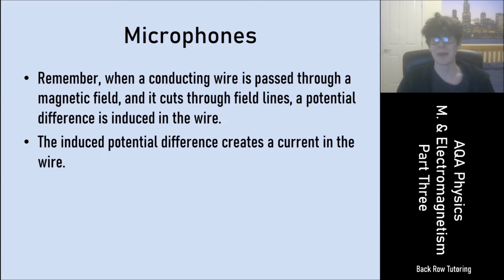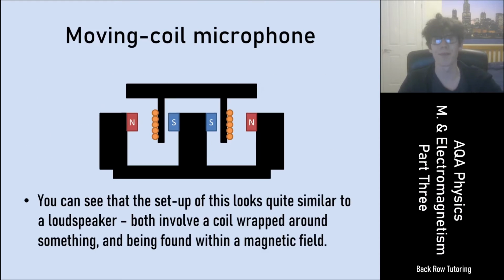Right, last little bit now. We've got microphones and we have transformers to do, and then that's Magnetism and Electromagnetism finished. Thank goodness. Now remember, when a conducting wire is passed through a magnetic field and it cuts through field lines, a potential difference is induced in the wire. The induced potential difference creates a current in the wire, and we know that from a long time ago now.